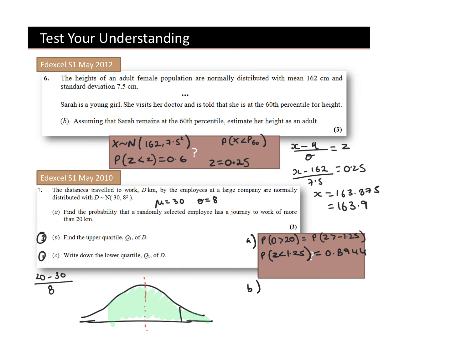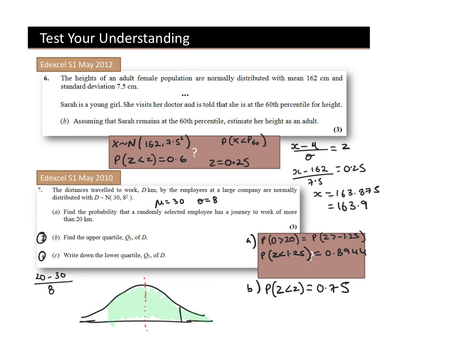Part B, find the upper quartile Q3 of D. So if we're finding the upper quartile, we want to know when the probability of Z being less than our value of Z, and we know upper quartile is 0.75, yeah, 3/4. Okay, so how are we going to do that? We look at the table, and we look for 0.75.